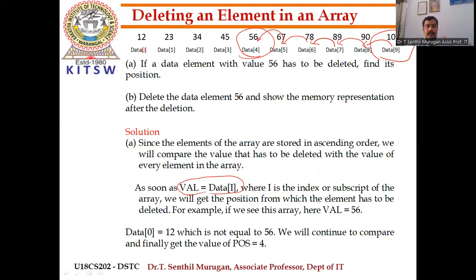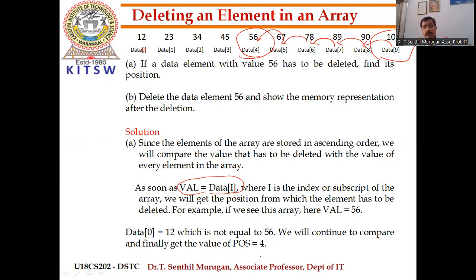For example, data[0] equals 12, which is not equal to 56. First it will check the data[0] value. It is not equal to 56. Again it will continue. 23 and 56 not equal. 34 and 56 not equal. 45 and 56 not equal. Now 56 and 56 are equal.